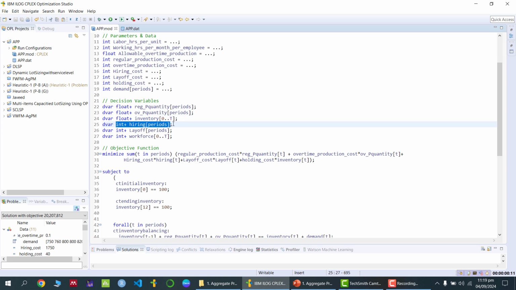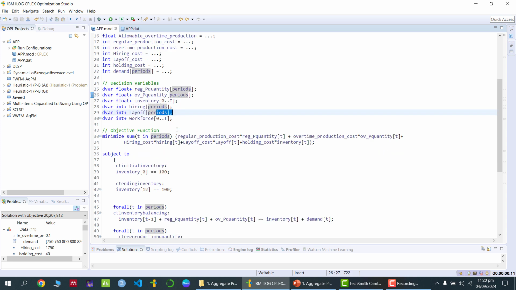Similarly, we define the hiring variable, which I am considering as int plus, because I would like it to give us an integer number. The layoff must be an integer too, and another variable we are using is the workforce. For the workforce in time period T, again we are using 0 to T, as we have seen in our math model. In the workforce, we also have T minus 1, like in the inventory balancing constraint. So for these two variables, we need 13 boxes from 0 to 12. For the other decision variables, we only need 12 boxes.